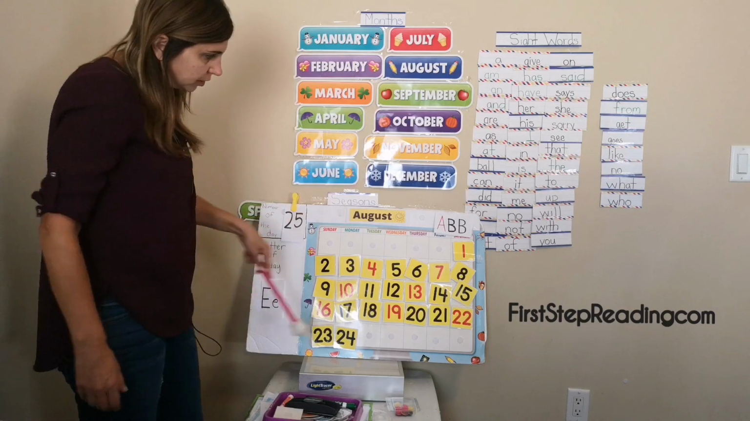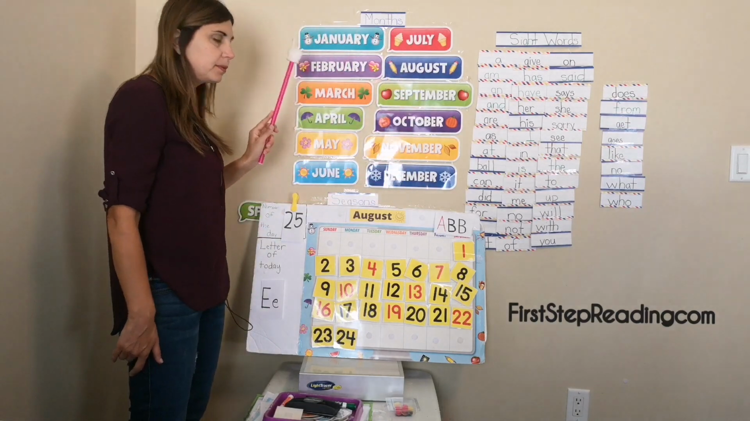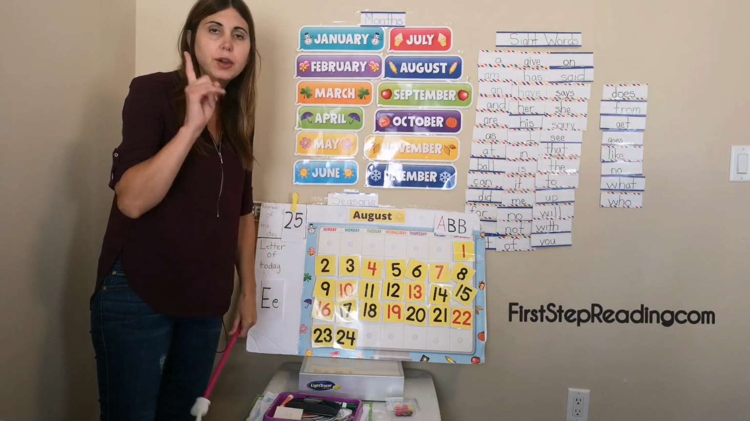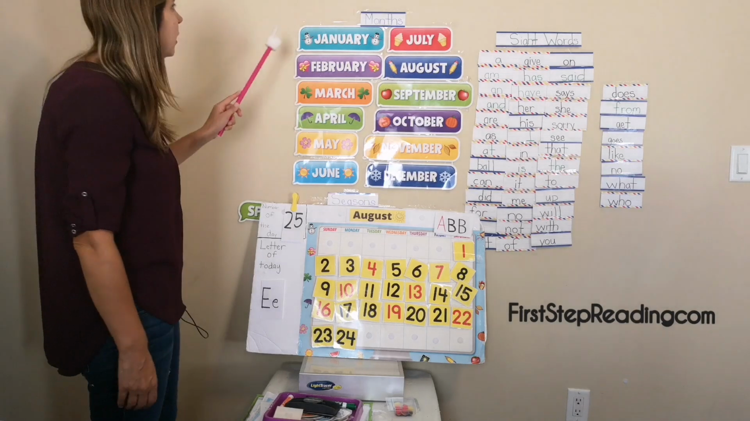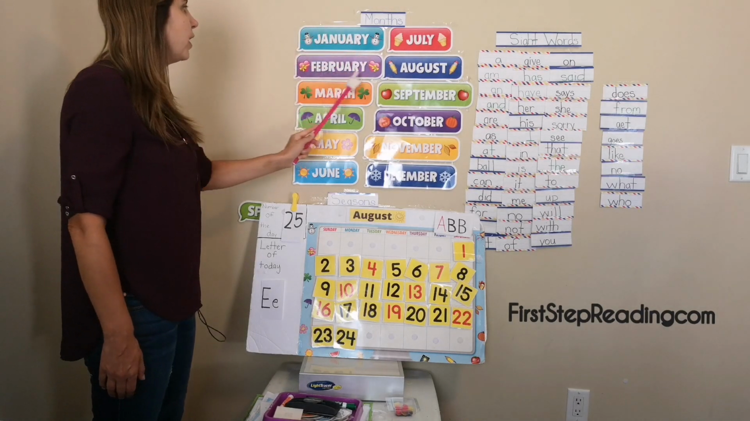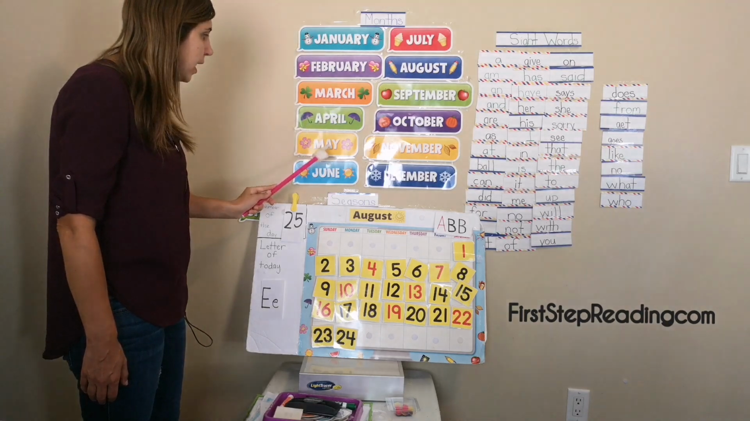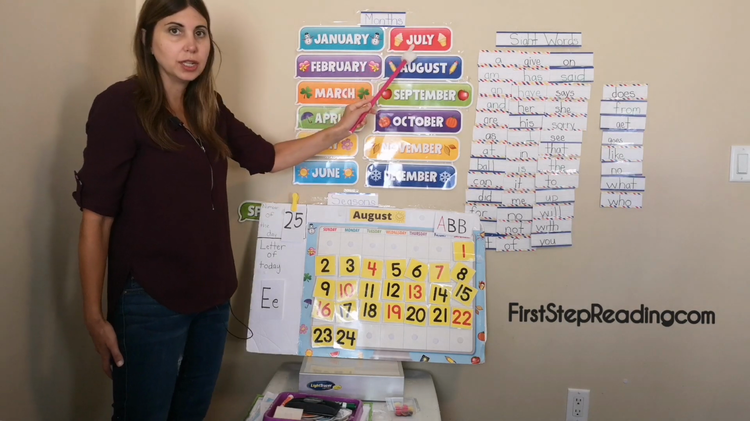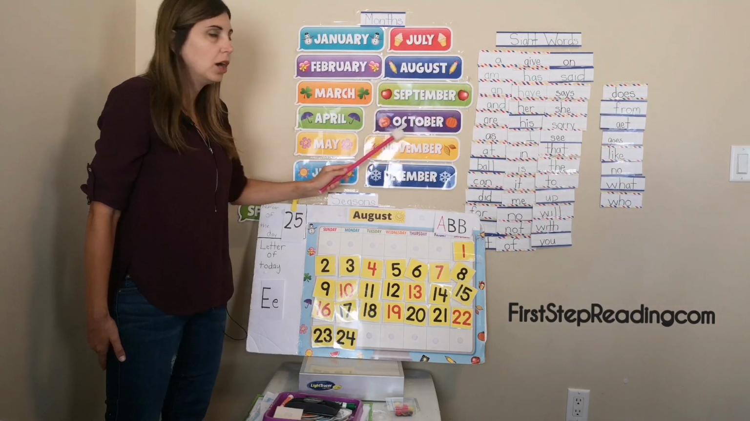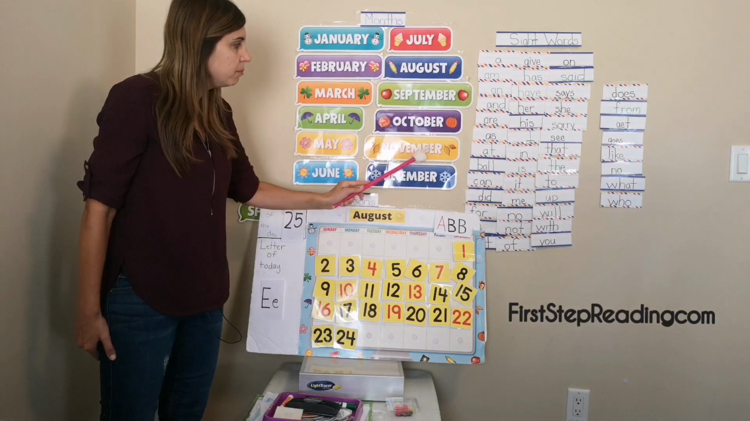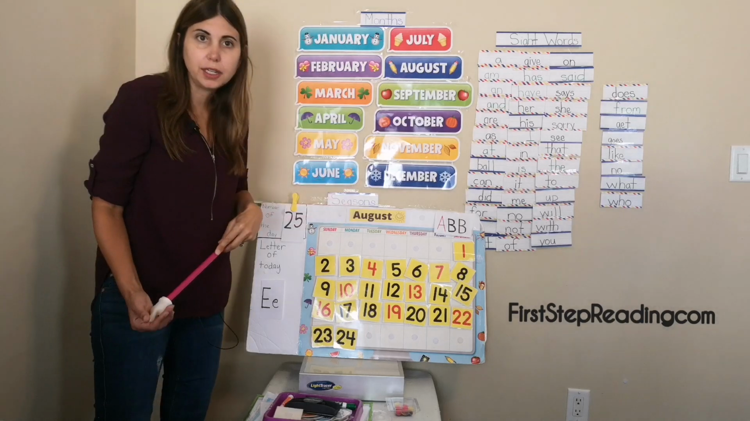This is a calendar. And we're going to start with the months of the year. How many months are in 1 year? There are 12. Can you say them with me? January, February, March, April, May, June, July, August, September, October, November, December. These are the 12 months in a year.